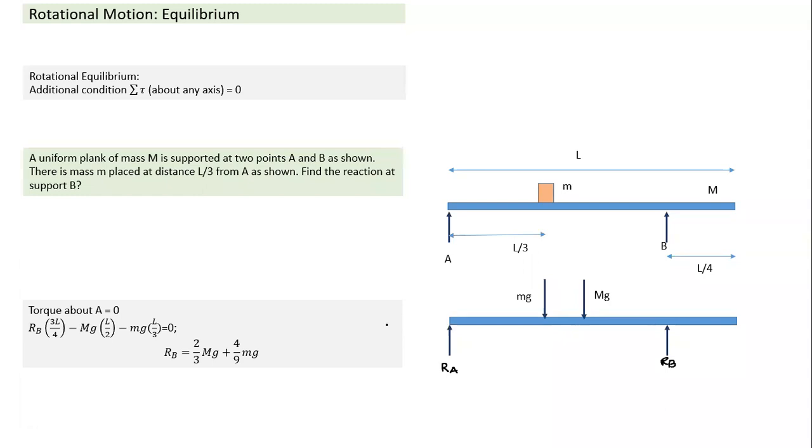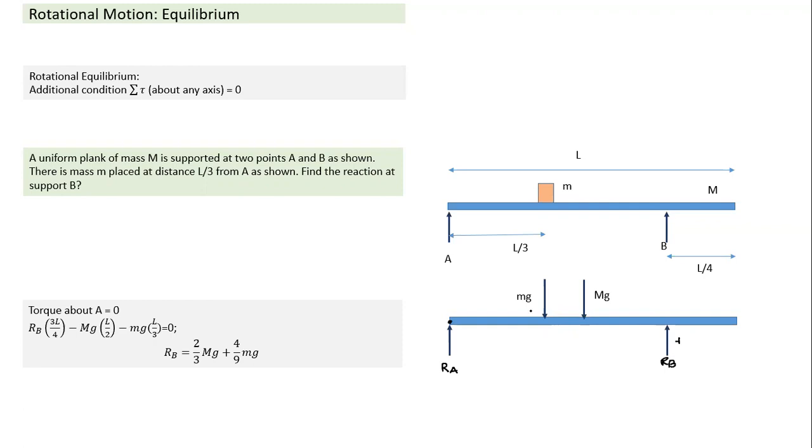I'll take torque about A equal to 0. If I take torque about A equal to 0, Ra will not come into the picture because its torque about A itself is 0. So if I write this equation, this is turning anti-clockwise. This is one sense. These two are in the opposite sense. This is a positive torque.